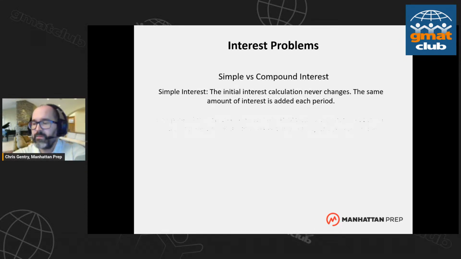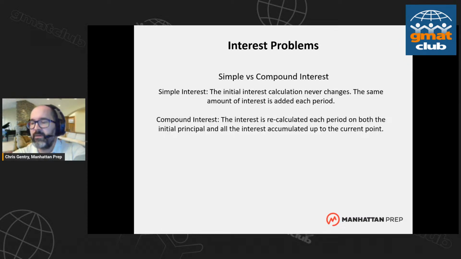Compound interest, a famous quote attributed to Ben Franklin. I don't know if he ever actually said it. There is no force in the universe more powerful than compound interest. Compound interest gets recalculated every single time. Compound interest expands and works larger changes than simple interest would.